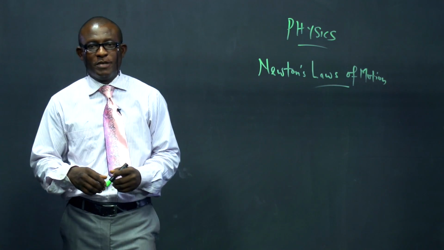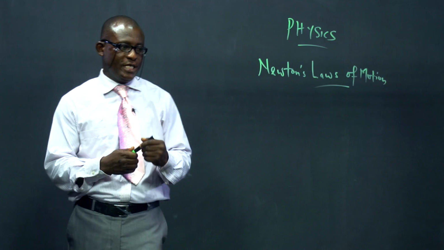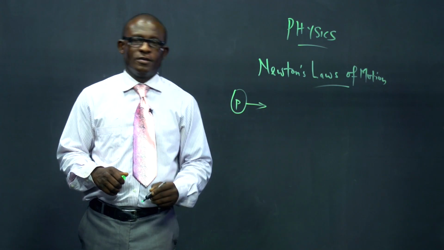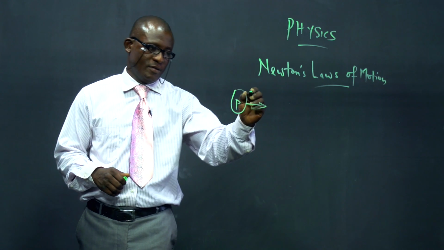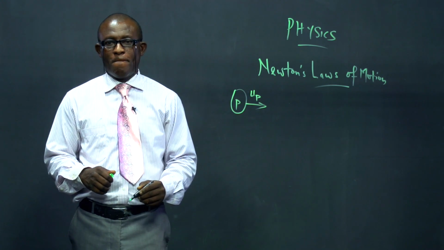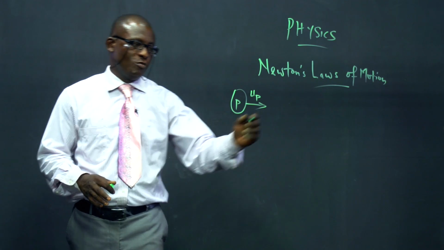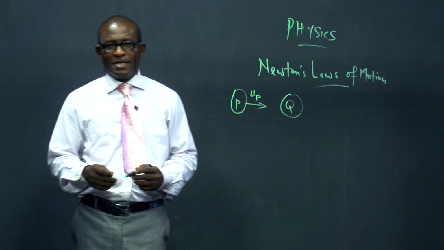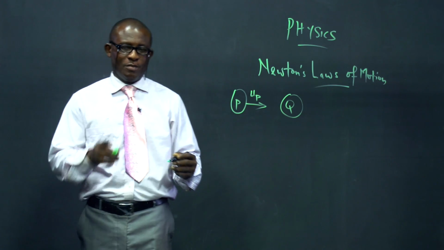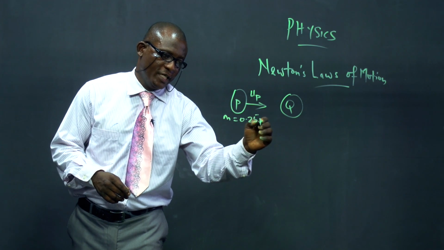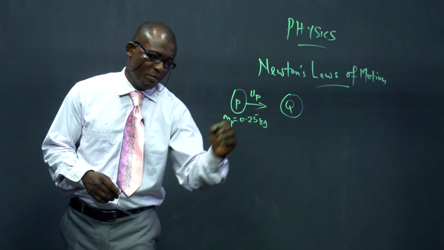The calculation aspect talks about a body P that is moving. It has a velocity, UP. A body P colliding with an identical body Q. What do you mean by an identical body? The body P has a mass of 0.25 kg. That is MP, the mass of P.